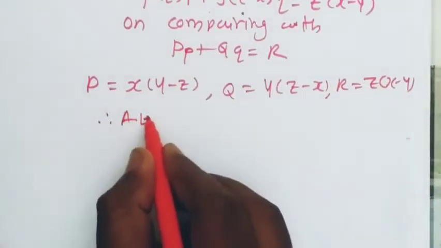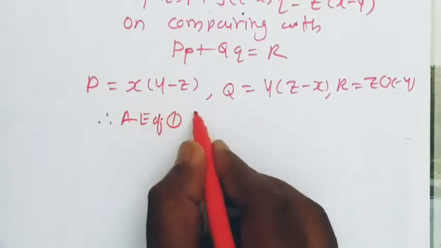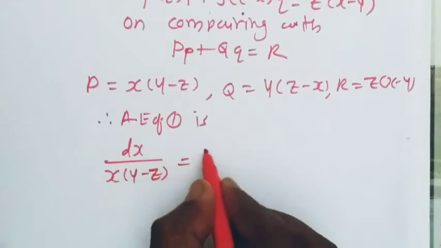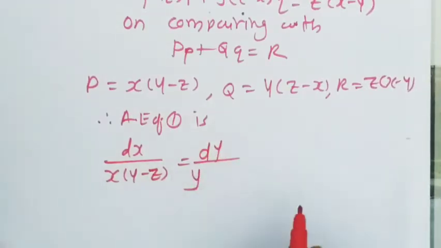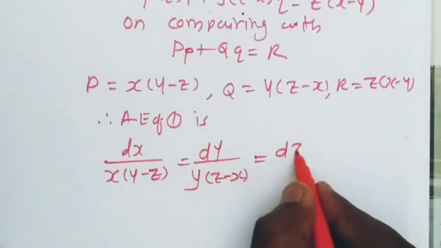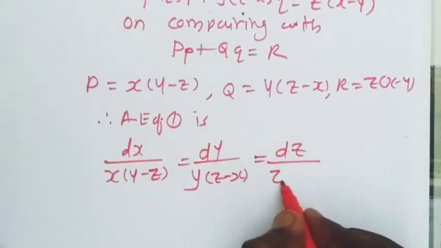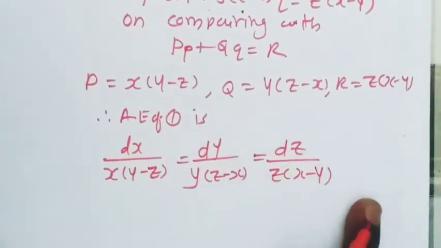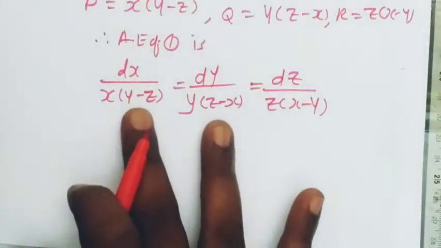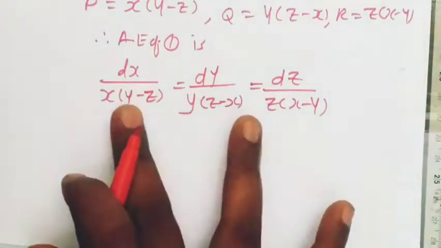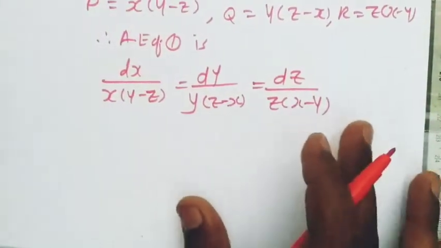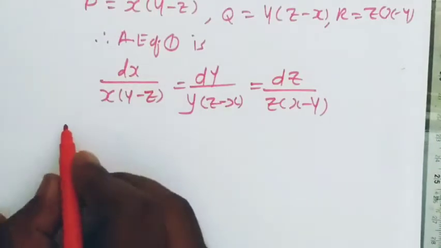Therefore the auxiliary equation is dx by x into (y minus z), dy upon Q, that is y into (z minus x), and dz by R, which is z into (x minus y). Now clearly if you see this auxiliary equation, you cannot consider any group of first two, second and third, or first and third, which will be free of the third variable. Means the method of grouping is not applicable here. Therefore we have to use the method of multipliers.